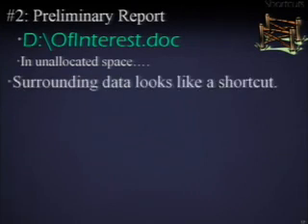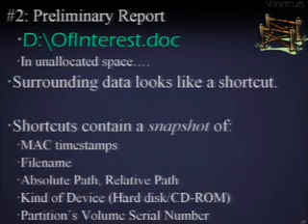So we look at the surrounding data, just as ASCII text or hex, and it looks like a shortcut. Shortcuts have a certain structure and a certain signature at the beginning of the file that we can recognize. So it looks sort of like a shortcut. And shortcuts are useful because they contain a snapshot of the thing that they refer to. So they're kind of like a soft link.